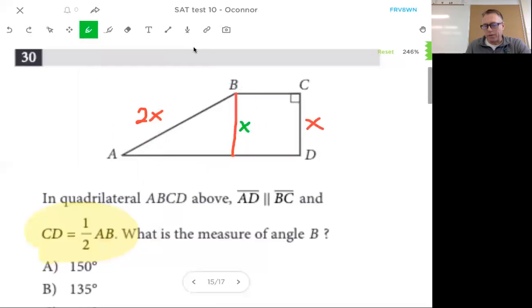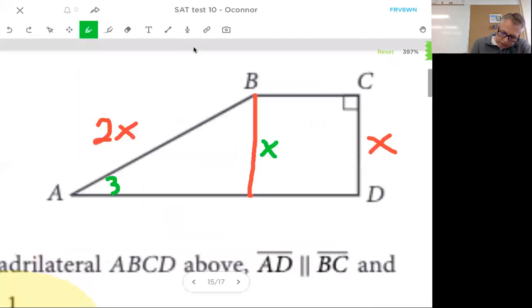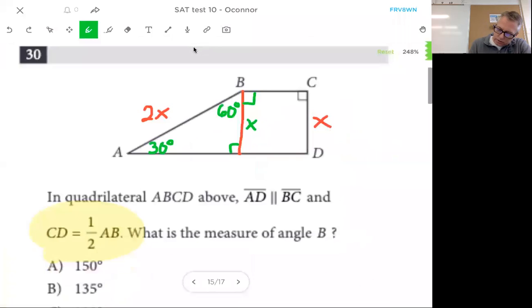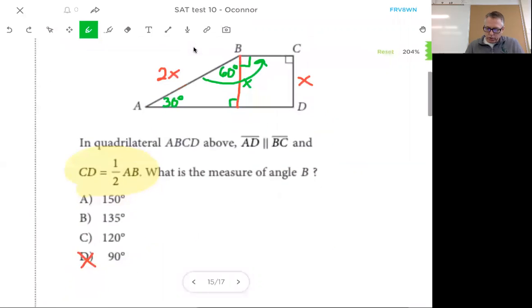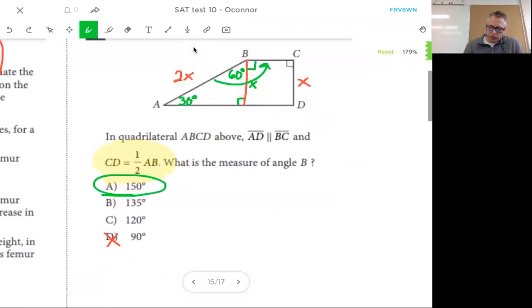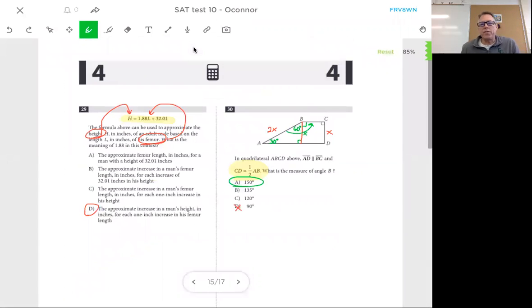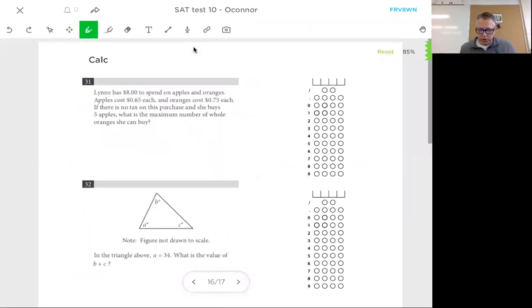And since it's a 30, 60, 90, the side across from the 30 is the X and the side across from the 90 is the 2X. That means that this is 60 degrees. And I drew a perpendicular, which was 90 degrees. Therefore, this entire angle would be 150 degrees. Okay? So I have to kind of cut that up. All right, if you have any questions, please make sure you just yell them out.